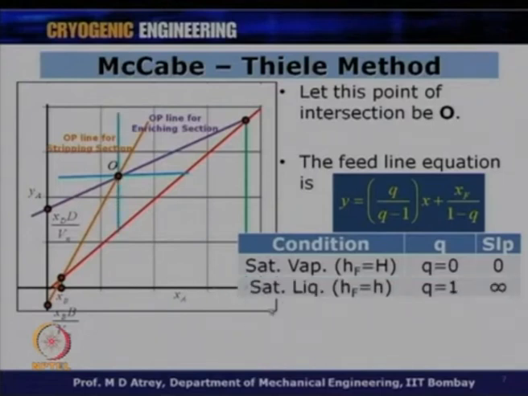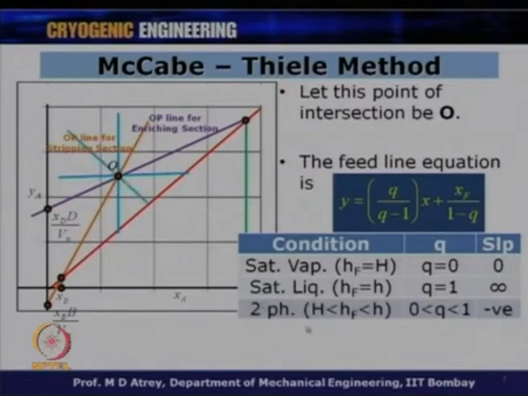The next condition is saturated liquid, when HF is equal to small h, q is equal to 1. If I put q equal to 1 in this equation, the slope will be infinity, therefore this line is going to be parallel to the y axis. Similarly, we have a two phase feed where HF is between capital H and small h. We have seen all this in detail in the earlier lecture. The q therefore would lie between 0 and 1 and the slope would be negative, and if you have a negative slope, the line could be in this direction between these two lines basically.